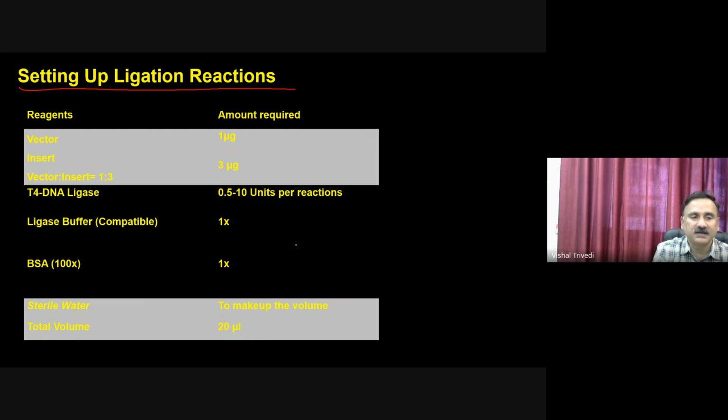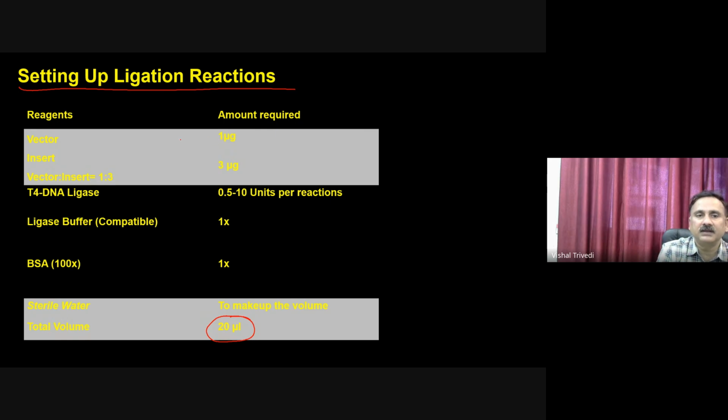So remember that the restriction enzyme reactions, we are doing in 50 microliters, but the ligase reactions, we are doing in a small volume because we want the fragments to interact with each other in a more crowded state. So you basically want to increase the molecular crowding, and because of that, you are going to set up the ligase reaction in a small volume.